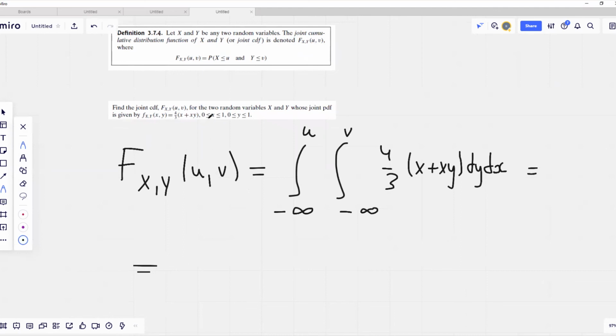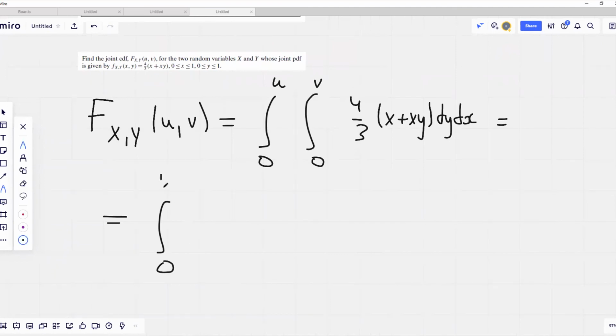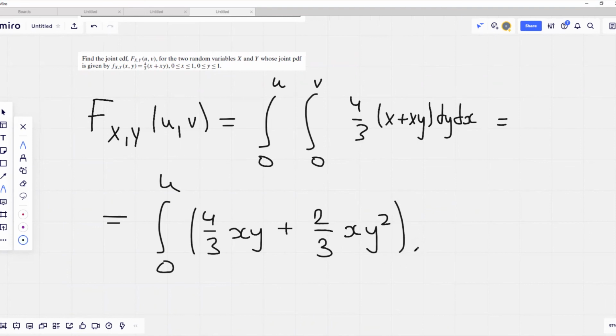Now x lies in interval from 0 to 1 and y lies in interval from 0 to 1. So we can change our lower boundaries here to zeros. First, integrating by y, we have 4 over 3 xy plus 4 over 3 y squared over 2 multiplied by x. So 2 over 3 x y squared from 0 to v dx.